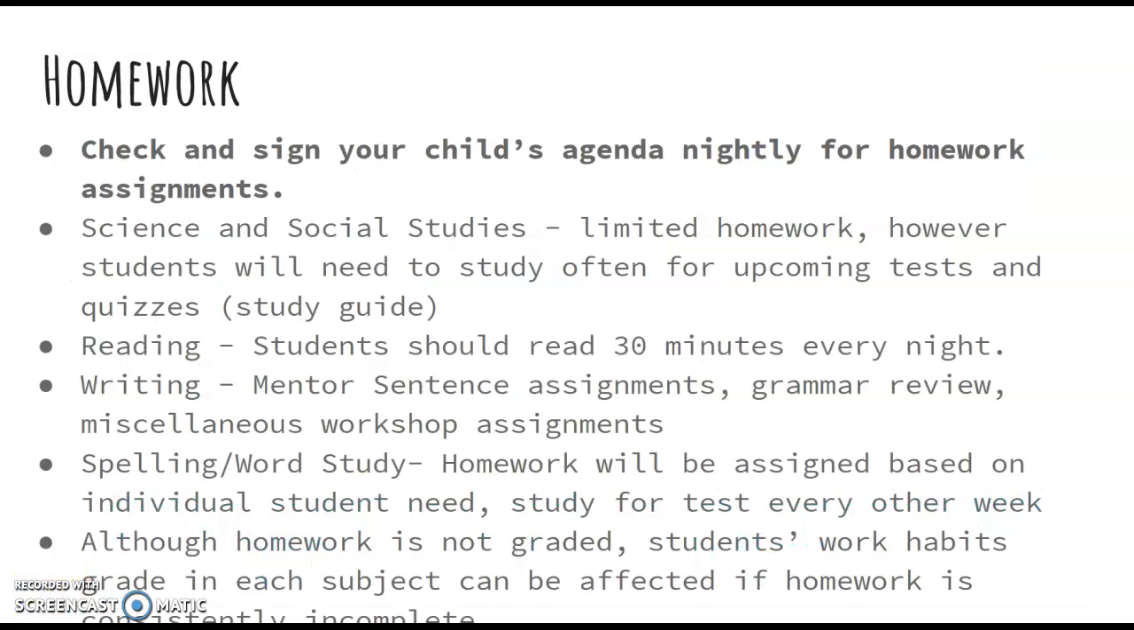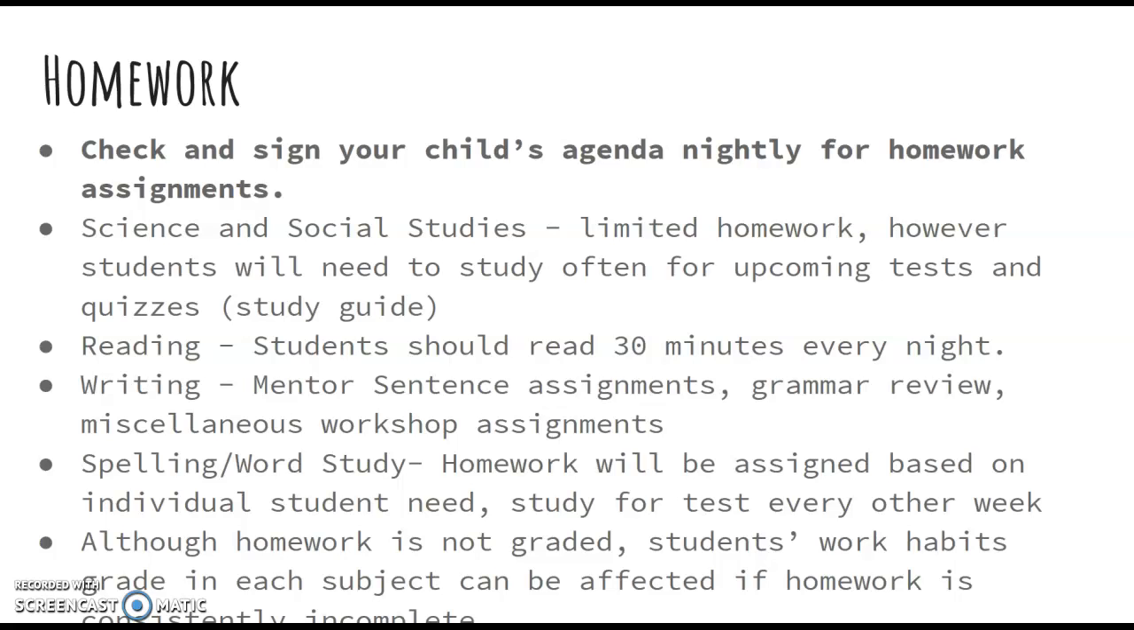Let's talk about homework. Homework is written down daily. Students are responsible for writing their homework in the morning and bringing home appropriate materials in the afternoon. I will help remind them for the first few weeks, but they should begin to take on this responsibility. I will implement random agenda checks. Please check your child's agenda nightly for homework assignments.